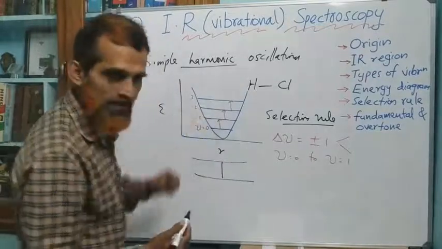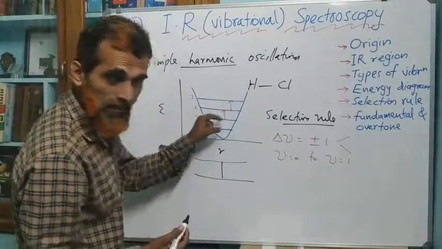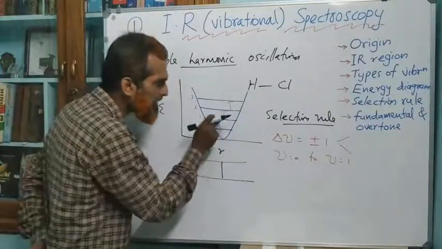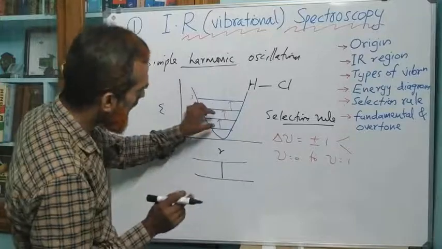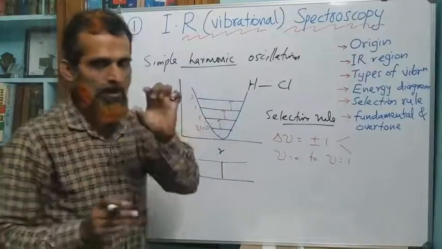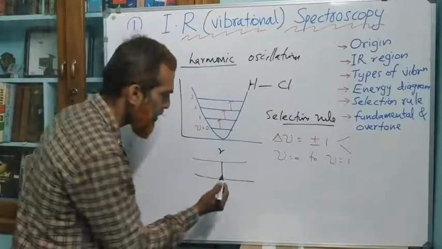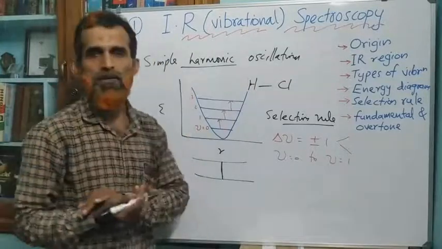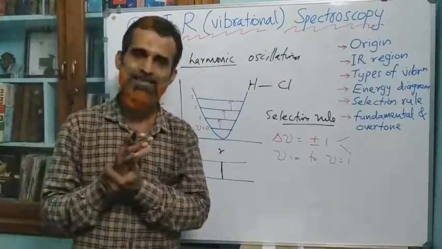Whichever is the transition, mostly this will be the transition because most of the molecules will be in the ground state. Even if it is in some excited state, the energy required for the transition is the same. So you will be getting only one single line in this kind of simple harmonic oscillation.